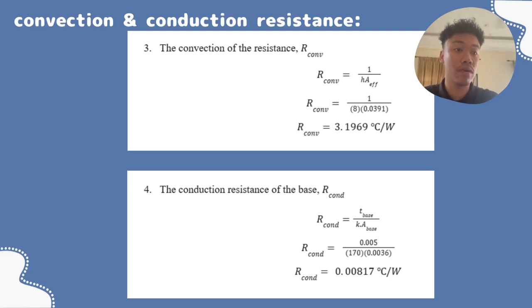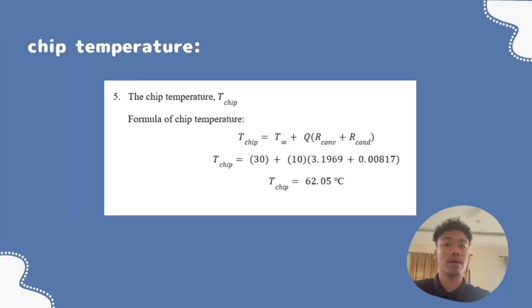So we got the value of R conduction is 0.00817. Last but not least, for the base calculation, we need to calculate the chip temperature. The chip temperature formula is T infinity plus Q multiplied by R convection plus R conduction. So we substitute all the values, then we got the chip temperature is 62.05 degrees Celsius.